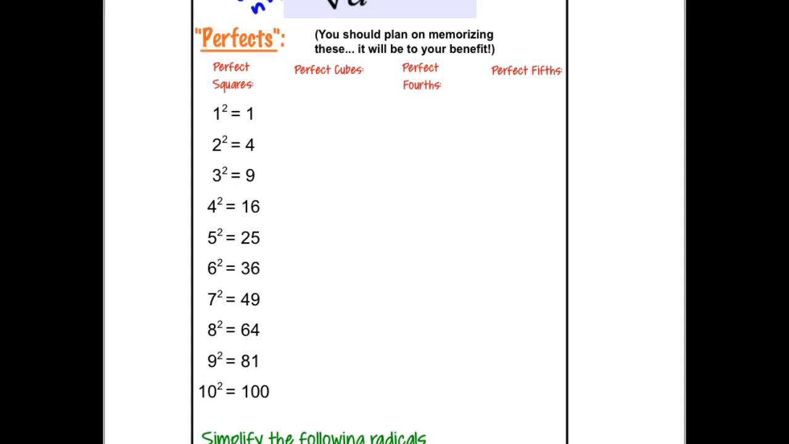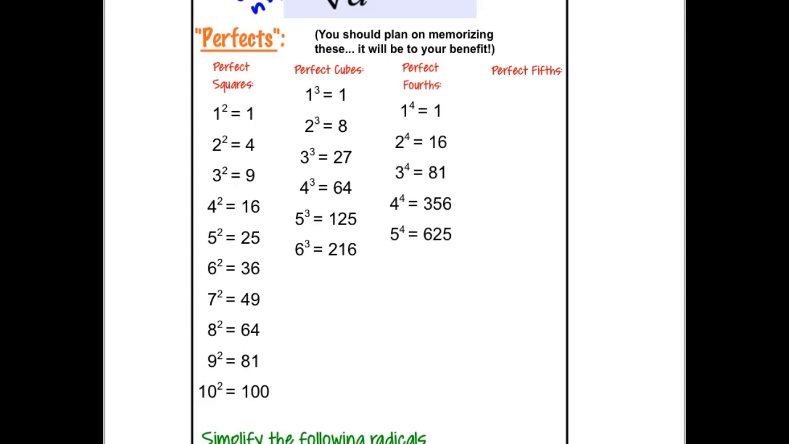So perfect squares, you should know these by now. 1 squared is 1, 2 squared is 4, etc., all the way to 10 squared is 100. Perfect cubes would be 1 cubed is 1, 2 cubed is 8, 3 cubed is 27, 64, 125, 216. Perfect fourths and perfect fifths. So now we're going to use those. We're not going to use the thirds, fourths, and fifths now, but we will be using them in the future, so it's good to have them handy.